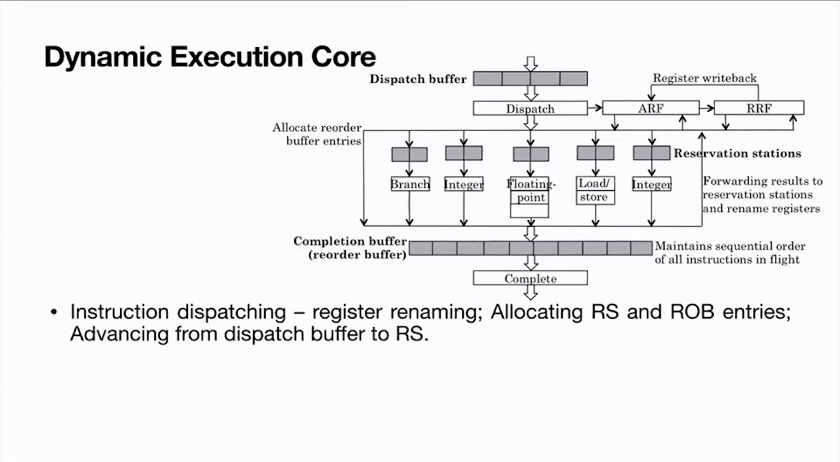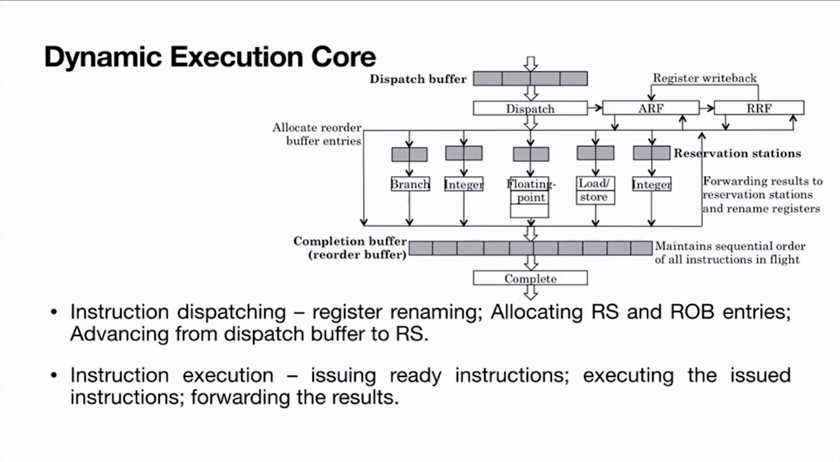So in instruction dispatch, we are going to do register renaming, allocate entries in the reservation station and ROB, and advance from the dispatch buffer to the reservation station. In instruction execution, we issue ready instructions to be executed, execute the issued instructions, and forward the result to all the places. And then the instruction completion will be done in the program order.